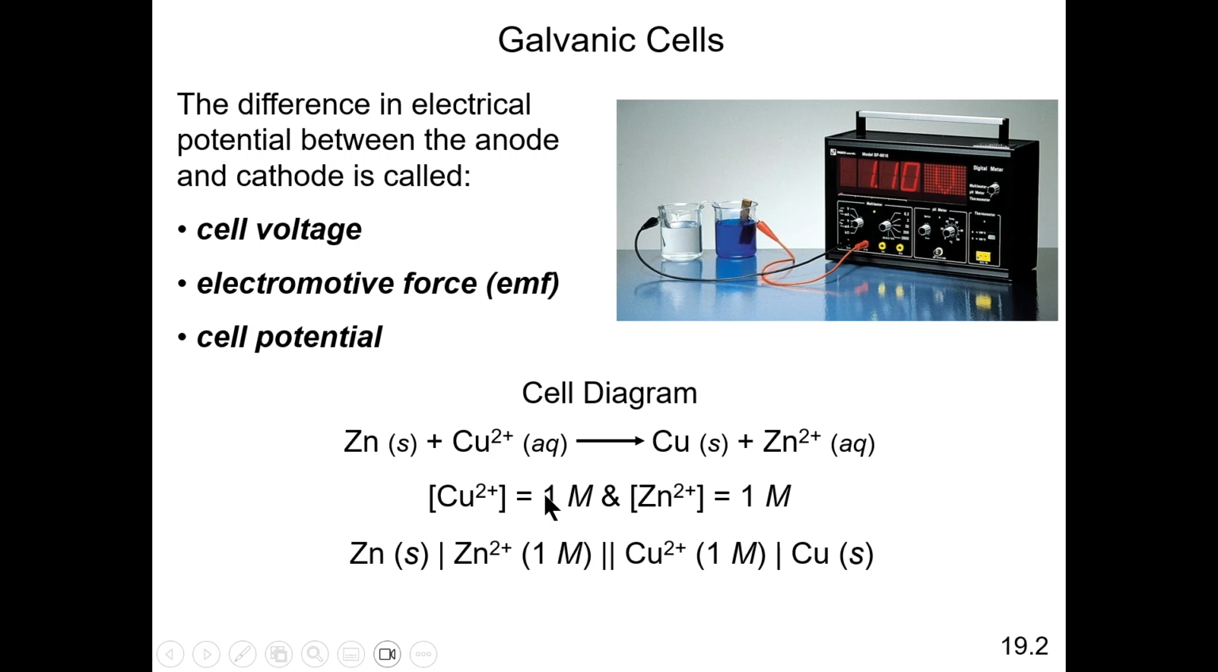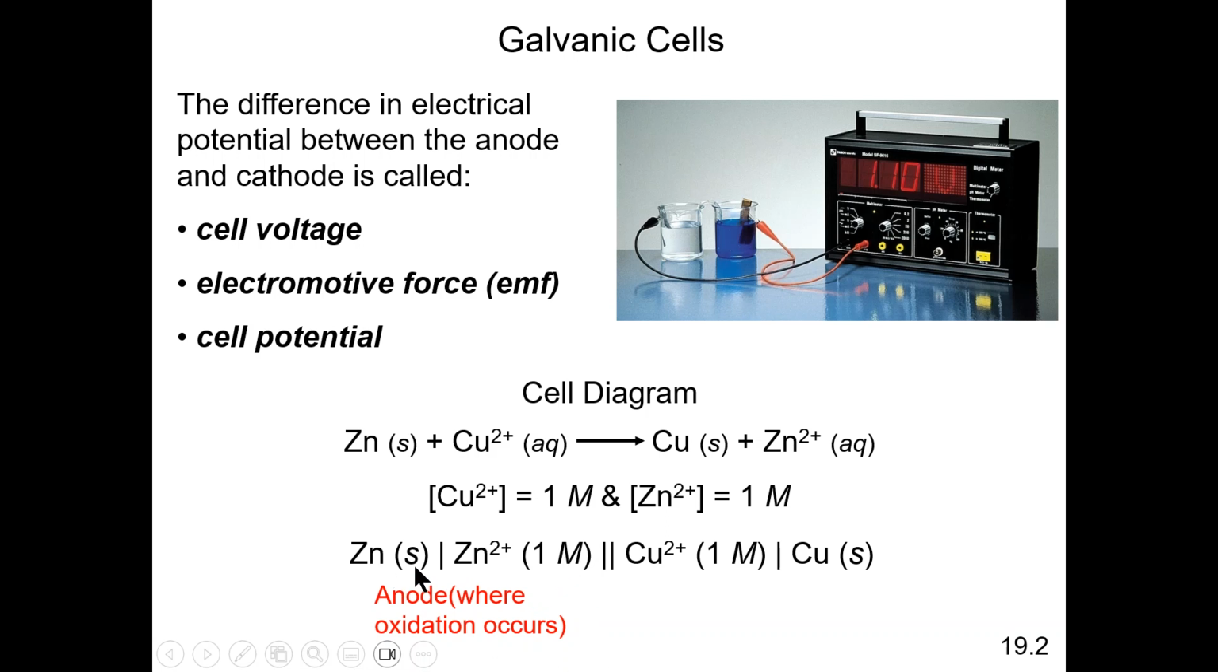Now, we're assuming here that the concentrations of all the ions are 1 molar. So the copper 2 plus concentration and the zinc 2 plus concentration are both 1 molar. The way we start off writing the cell diagram, which is a shorthand way of representing the composition of the cell, is that on the left side, we write down the composition of the anode, where the oxidation takes place. We start off with the substance to be oxidized, which in this case would be the zinc, and then we draw a line, and then we write down the formula for the oxidation product, which would be the zinc 2 plus. And we also include the molarity, which is 1 molar, right?